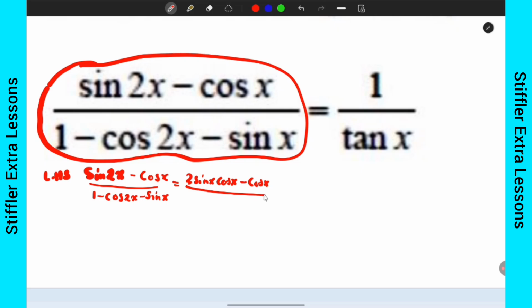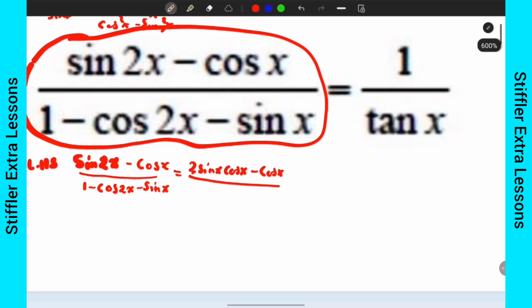And then this is all over 1 minus cos 2x minus sine x. Below, we are trying to make our answer cos x over sine x. So we know that cos 2x has 3 identities. cos 2x is equivalent to 2 cos squared x minus 1, and also 1 minus 2 sine squared x, or it can be cos squared x minus sine squared x. So let's place this in terms of sine, since we want our denominator to be sine.